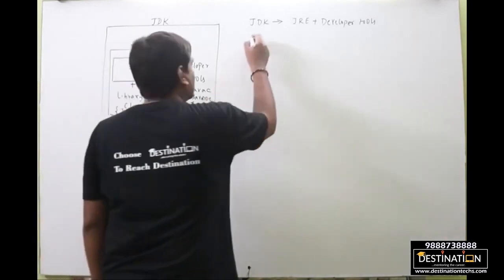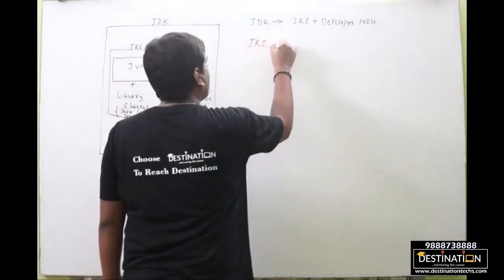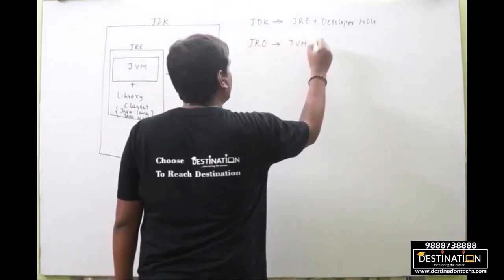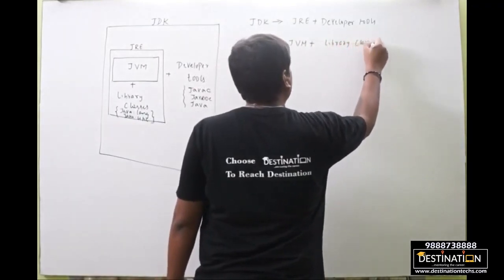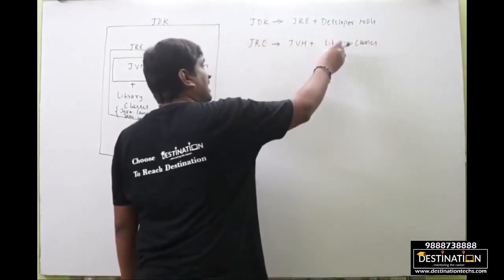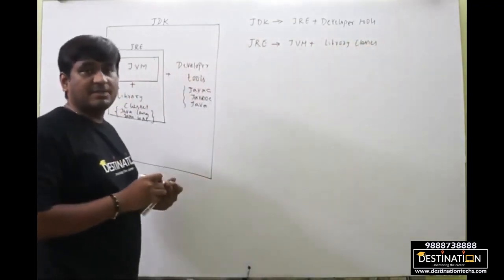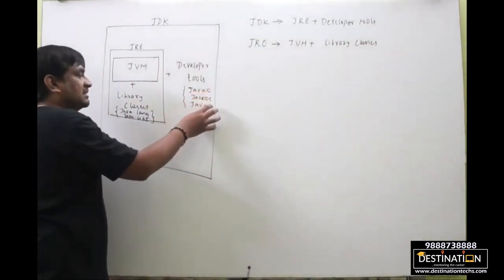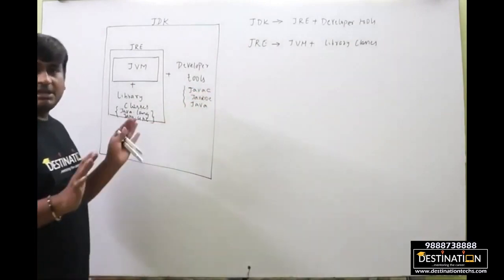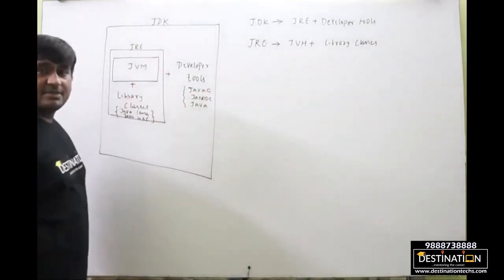So, in simple words, if I ask what is JRE, it is the combination of JVM and library classes. Again I repeat, we are going to speak about these library classes in detail, don't worry. When I start the installation class, then you will understand what Java is. Am I completely clear? Any confusions with this diagram?